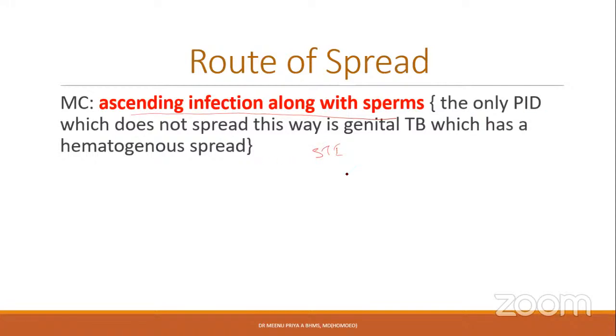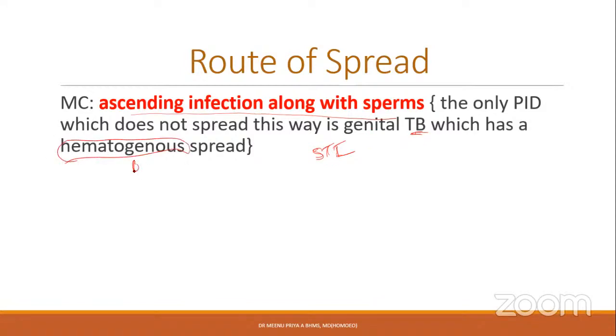And the only PID which does not spread this way, I told you when gonorrhea was being done, gonococci. So there is some specialty, that is TB. Sorry, not gonococci. TB, tuberculosis, doesn't occur as an STI. Just remember, TB doesn't occur as an STI. What does not spread this way is genital TB, which has a hematogenous spread, that is through blood.